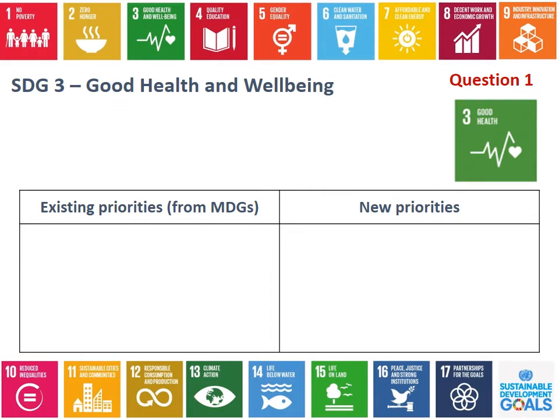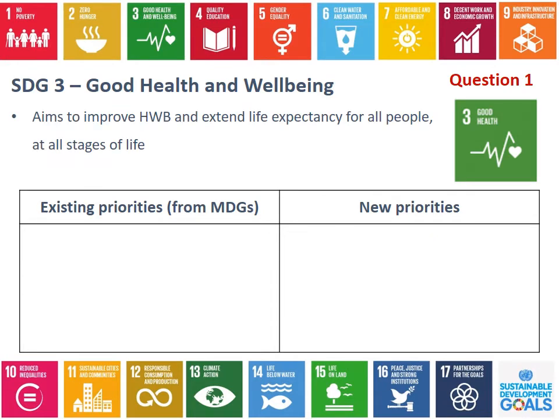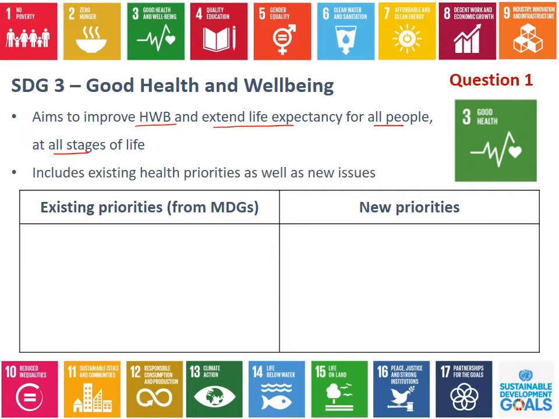SDG 3, good health and well-being. Okay. The overall aim of this SDG is to improve health and well-being and to extend life expectancy for all people at all stages of life. In the last lesson, you remember there was a lot of inequality at the end of the MDGs, the Millennium Development Goals, where not everyone got the same thing. So this is really focusing on making life better for everyone. It includes some existing priorities from the MDGs, as well as some new issues. So we'll just briefly look at that.